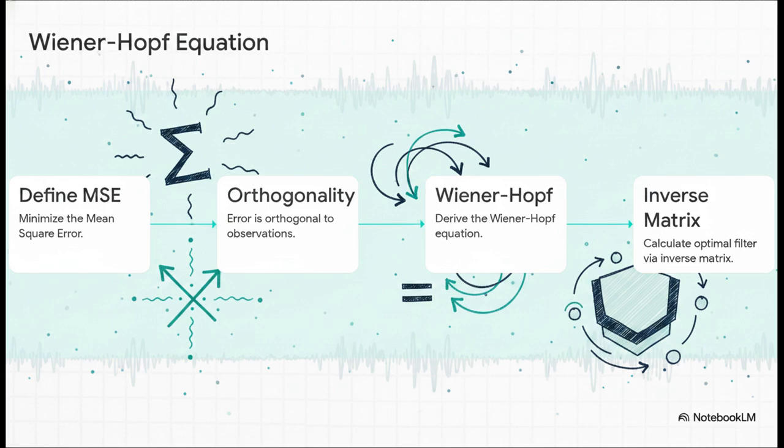Take a second to appreciate this one. The autocorrelation matrix of the observations, multiplied by the optimal filter weights, equals the cross-correlation vector. Therefore, our optimal Wiener filter simply equals the inverse of the observation autocorrelation matrix multiplied by the cross-correlation vector. It is, honestly, mathematically perfect.